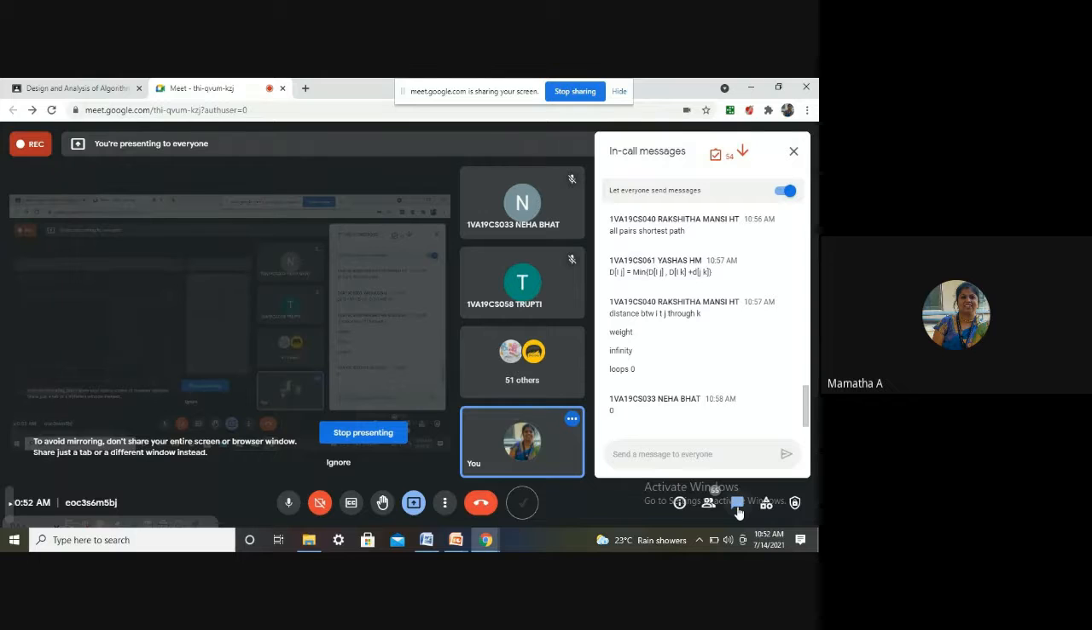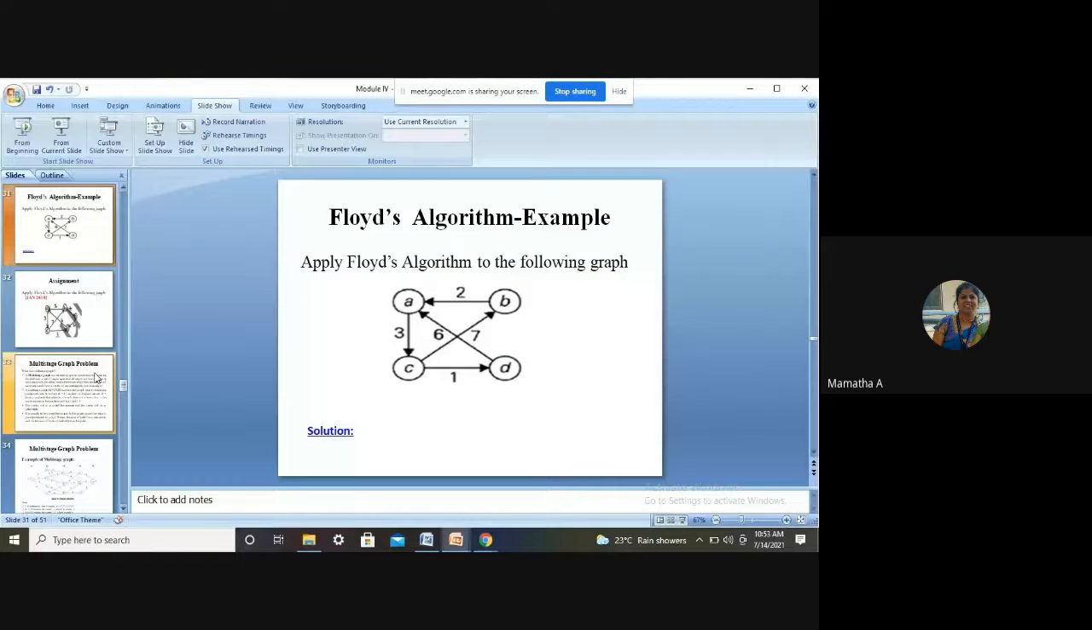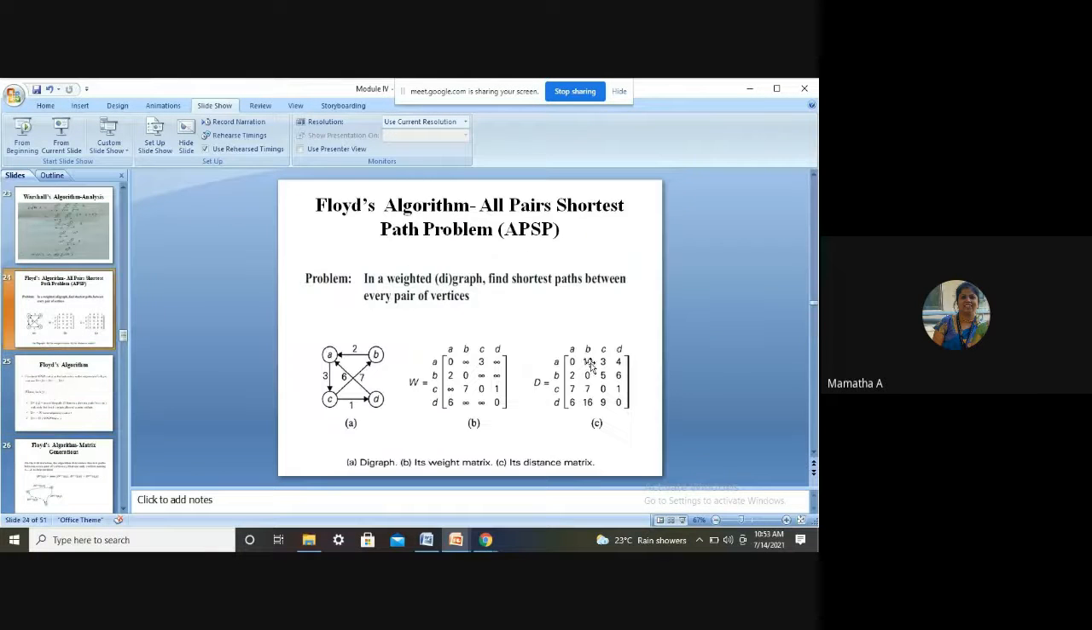I hope you are all getting it. And remember, in the all pair shortest path problem, we are finding the shortest path between every pair of vertices, but not between the same vertices. Not the shortest path between A to A, B to B, C to C. You can see in the example which I have posted here. Though there is a path from A to A, B to B, C to C, D to D, it is at 0. Hope you are all getting it.